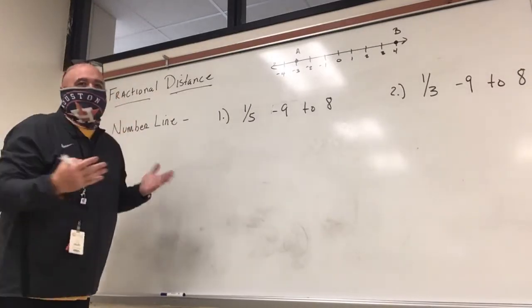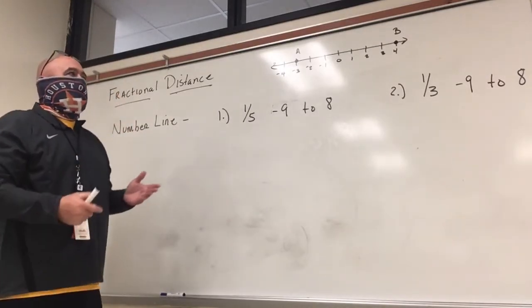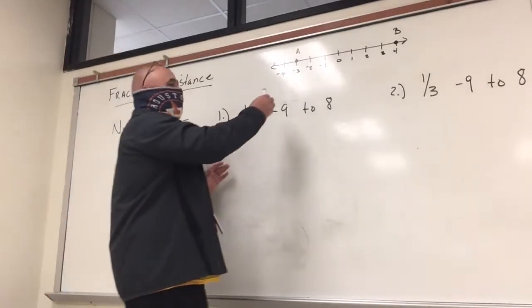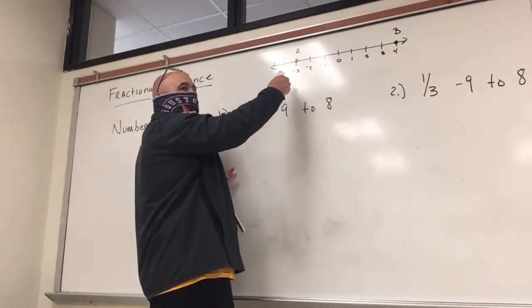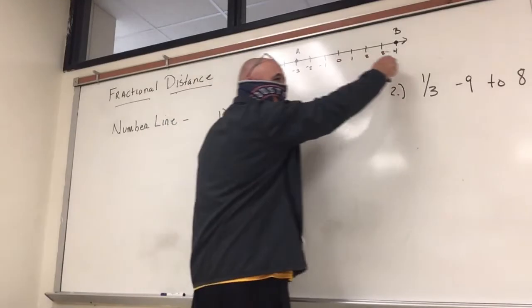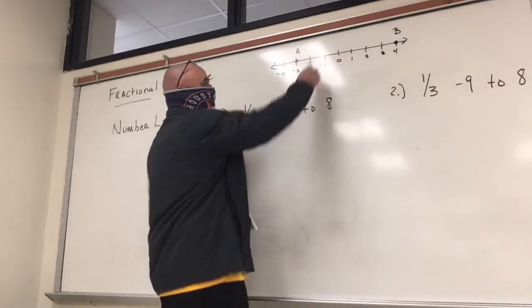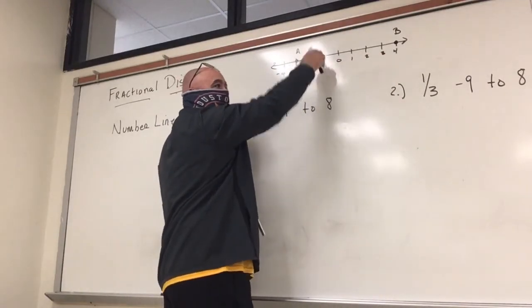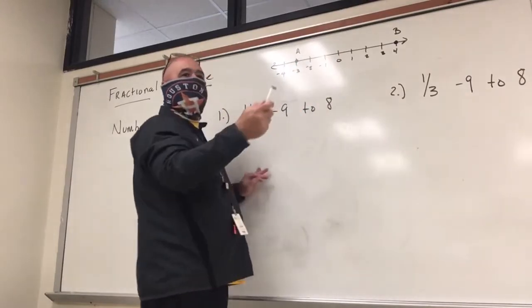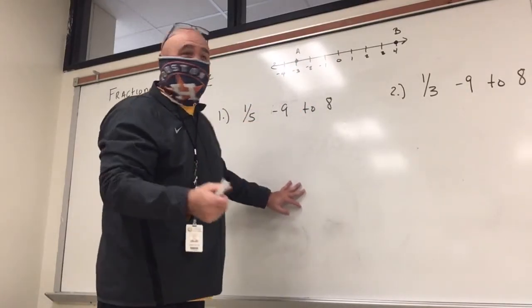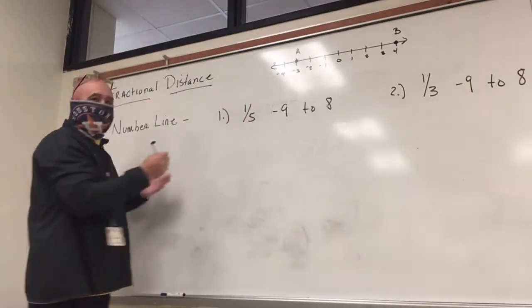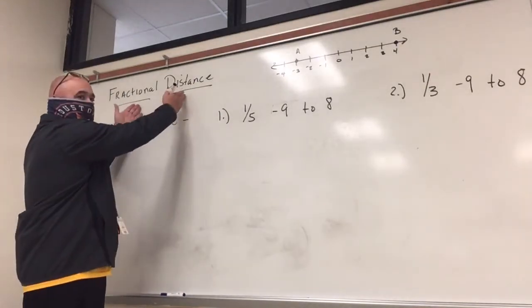So let me give you an example. I want to find a point that is 1/4 the distance from A to B. So it's going to be somewhere in here, right? And it'd be on the number line, so your answer might be negative. So fractional distance is really misleading in that term.